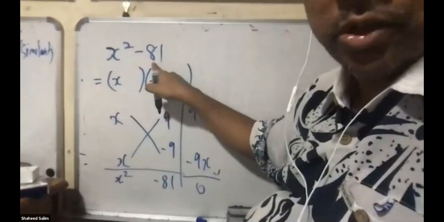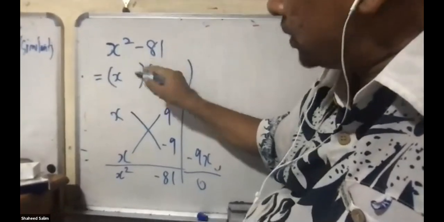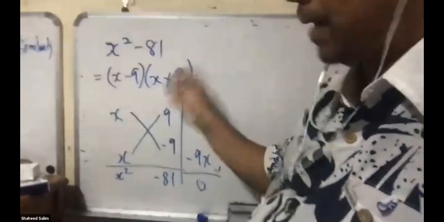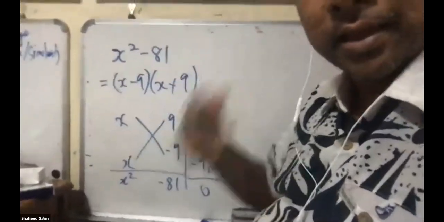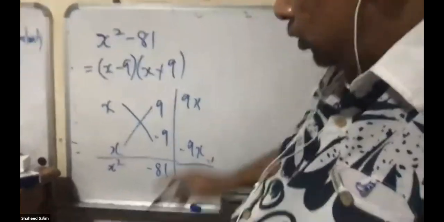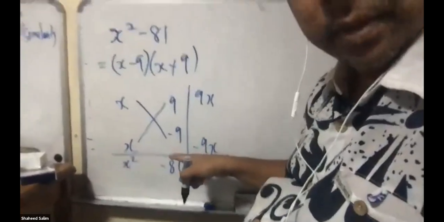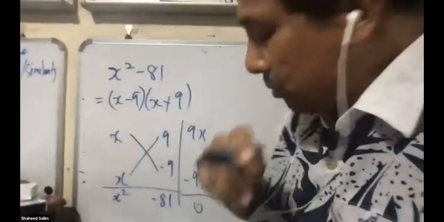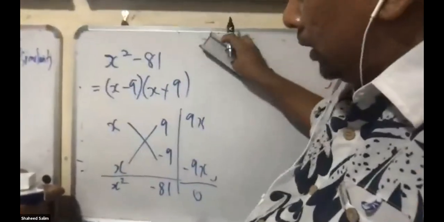This must be able to be square rooted. What's the square root of this? 9. Good. Put plus, put minus, or minus plus, or plus minus, or doesn't matter. Answer is here. Okay, you don't need to do the long version. I'm showing you the short version. Why? Because in your exam sometimes you don't have enough time. Okay, we move on to the next one. You try, okay?